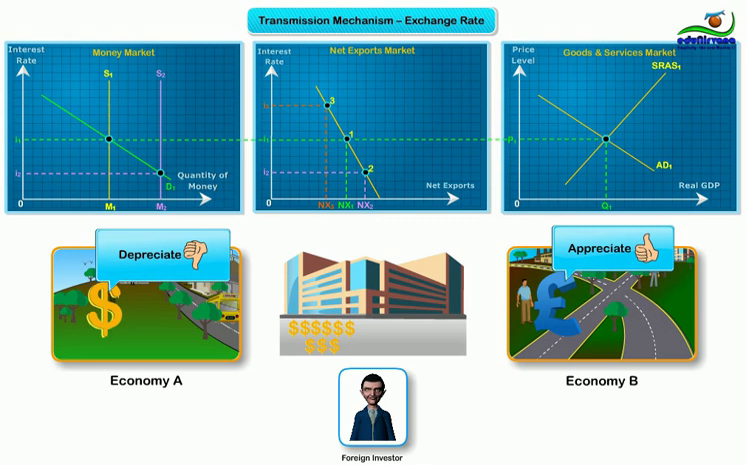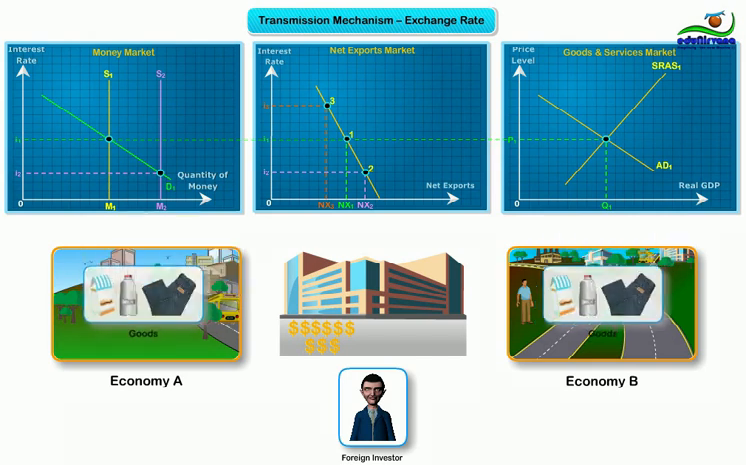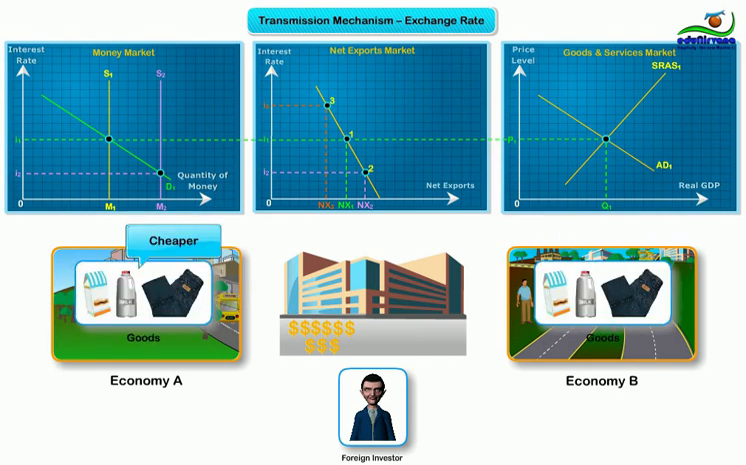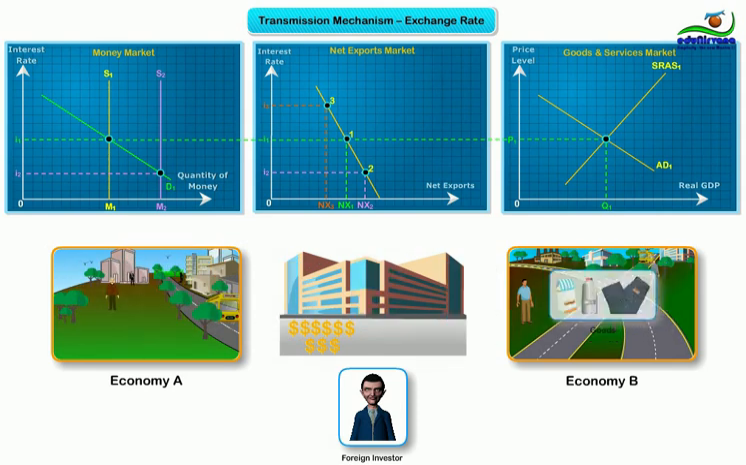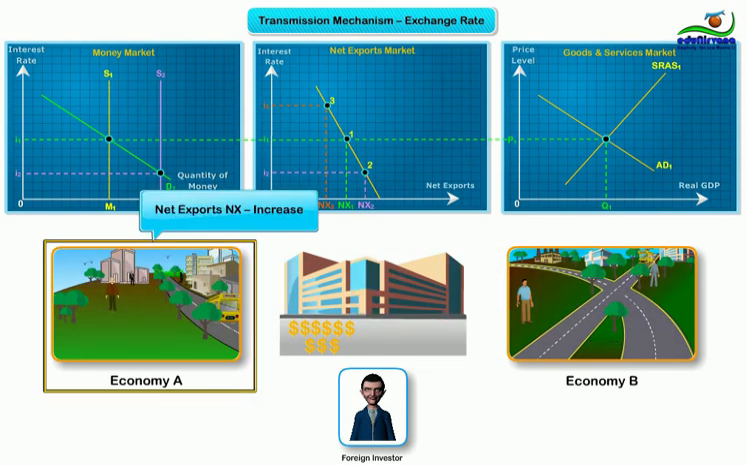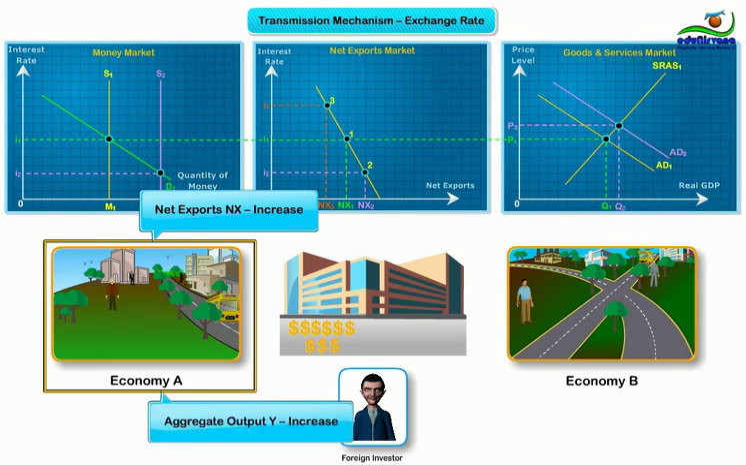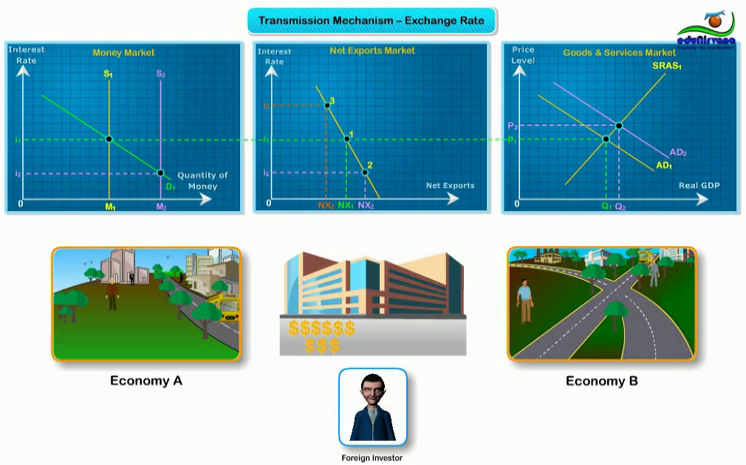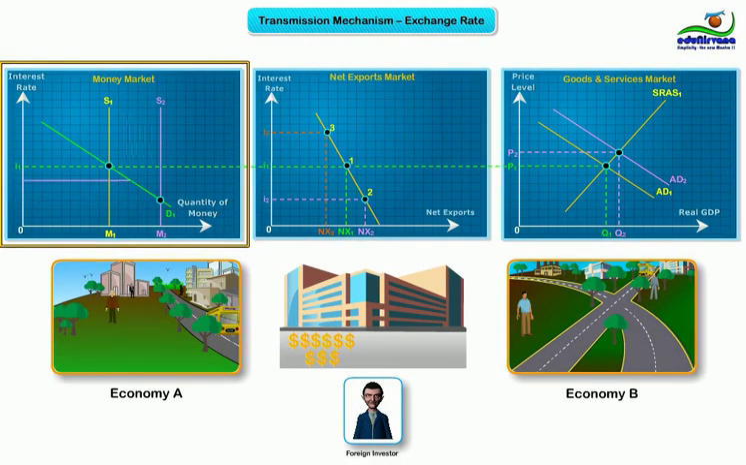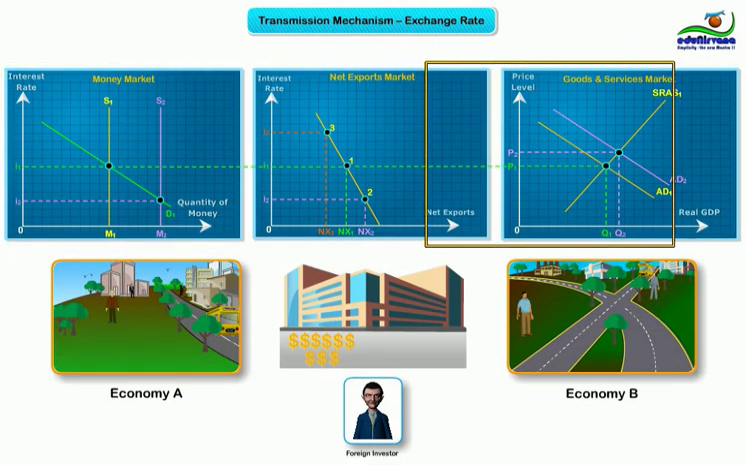So far, so good. Now, another cycle gets triggered in product and services market. The lower value of the currency of country A makes domestic goods cheaper than foreign goods, thereby causing a rise in net exports naturally, right? If price is low, the demand is higher. This in turn increases the aggregate output. Great, isn't it? One change leading to another, which in turn leads to third and so on.